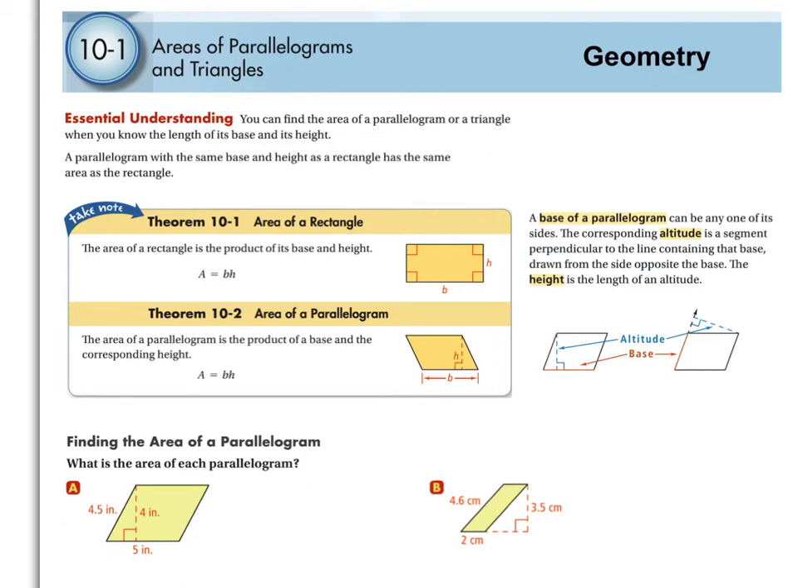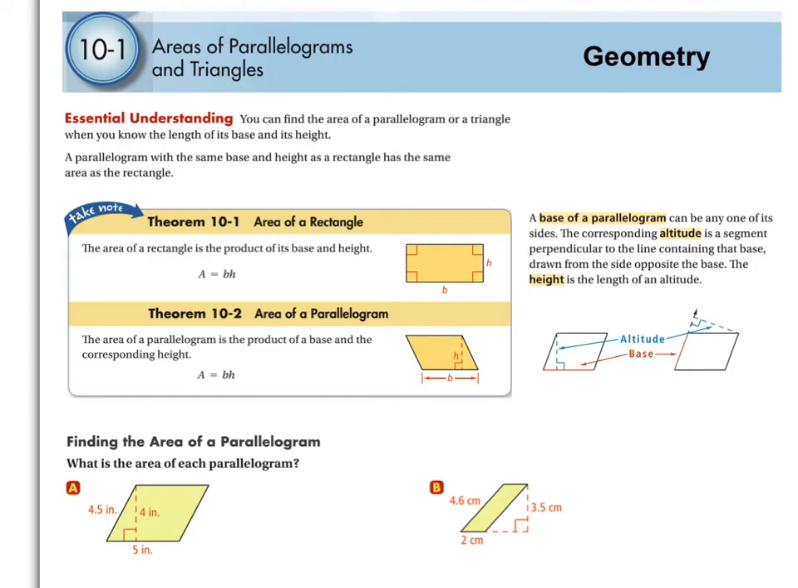This is the introduction to section 10.1, part 1, where in section 10.1 we're going to start talking about the areas of parallelograms and the areas of triangles. And in here, again, you can find the area of any parallelogram or any triangle as long as you know its base and its height.